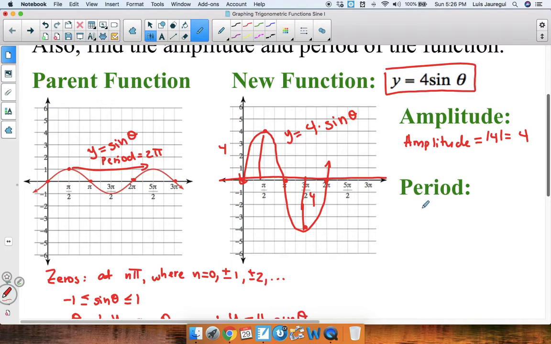In terms of the period, what we need to do is take the period of the parent function, which we said was 2 pi. So the period will be 2 pi divided by the absolute value of the coefficient of theta. And here we have an implicit 1. So we take the absolute value of 1, and we get 2 pi divided by 1, which is 2 pi. So the period of y equals 4 times the sine of theta happens to be 2 pi.